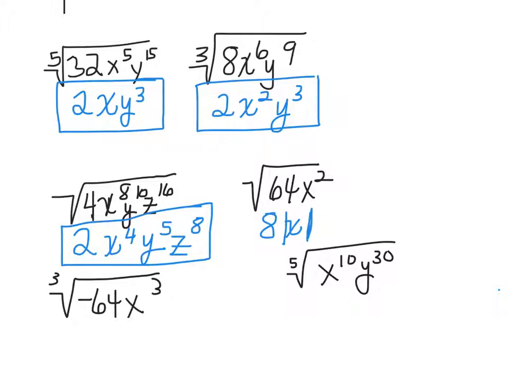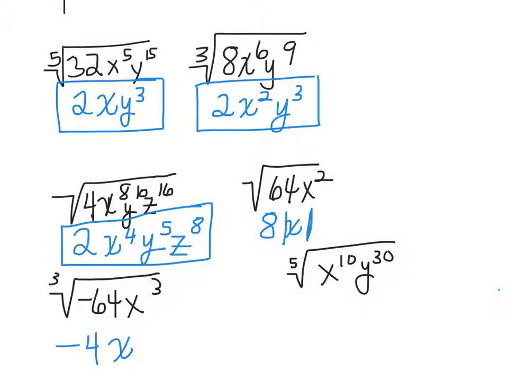But here, the cube root of negative 64, well, if I take negative 4, right? 4 times 4 is 16. 16 times 4 is 64. So if I take negative 4 and multiply it by itself 3 times, I get negative 64. So the cube root of negative 64 is going to be negative 4. And then if I take 3 and divide it by 3, I'm going to get 1. So in this case, I'm going to have negative 4x.